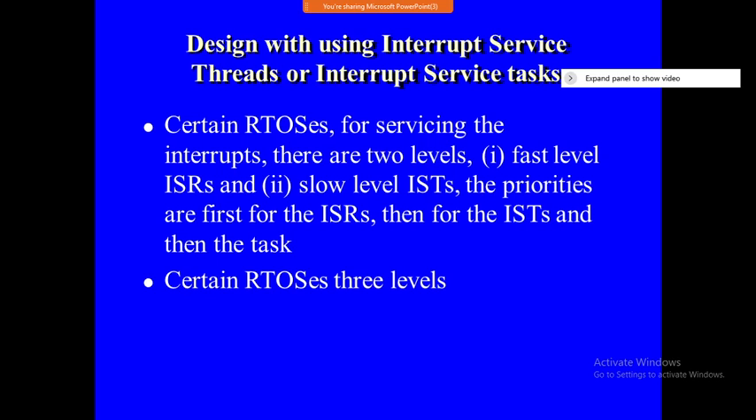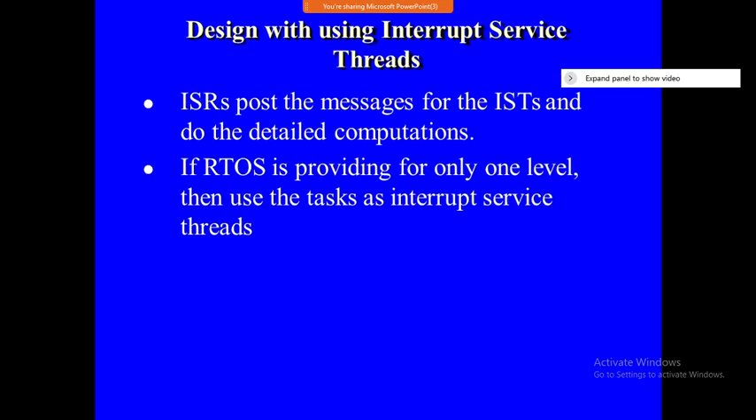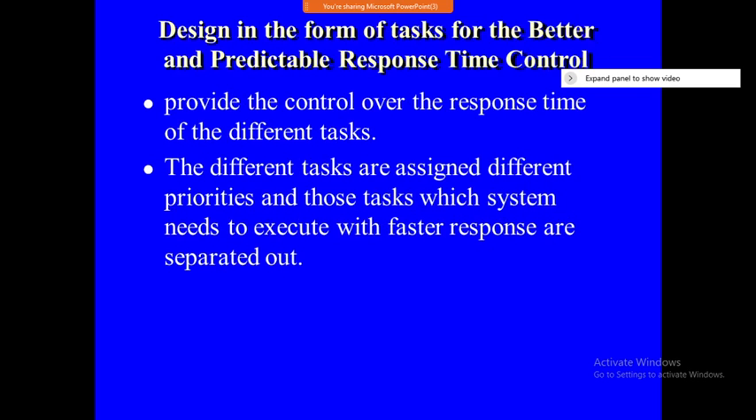Next, the design using interrupt service threads. Design in the form of tasks for better and predictable response time control. Next is this predictable time control. Here it provides control over the response time of the different tasks.